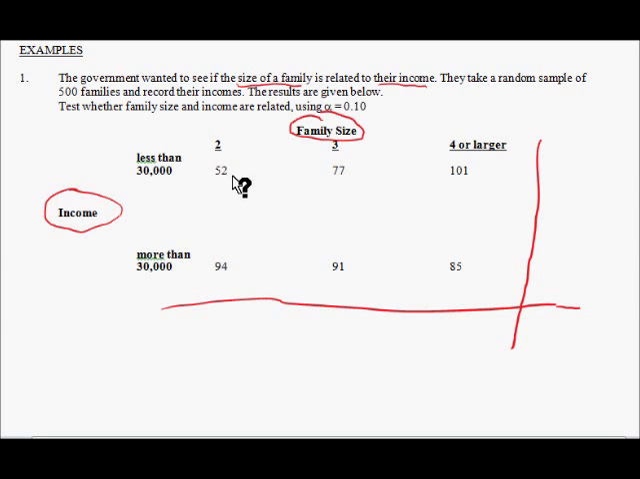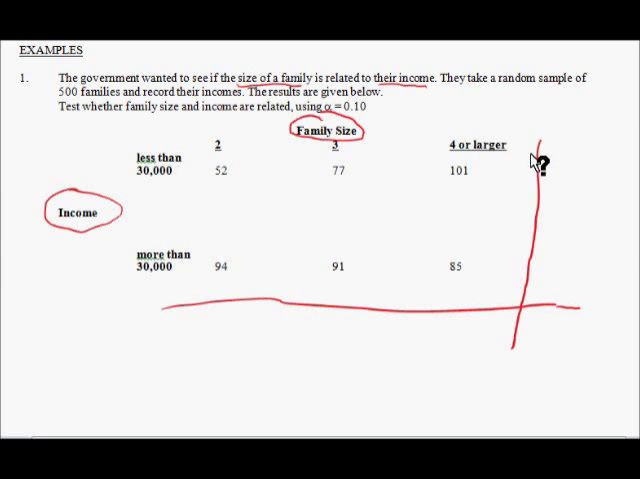So what we see here, for example, is 52 families out of the 500 sampled where there are 2 in the family and they earn less than 30,000. There are 94 with 2 in the family that earn more than 30,000. For example, there's 85 here, which means there are 85 families with 4 or more in the family, and that family earns more than 30,000. While here there are 77 families with 3 in the family who earn less than 30,000. So it's broken into these 6 groups.